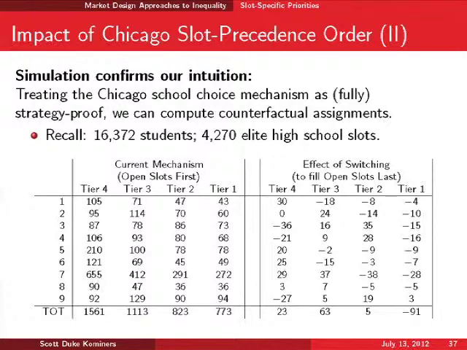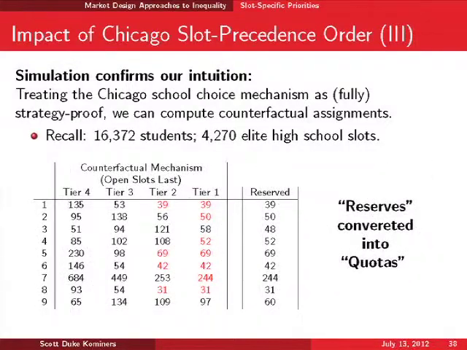More striking, perhaps, if you set it up so that the open slots are at the bottom, then you actually convert the reserves into quotas. So here's the 15% reserve at each school. And here's the tier 1 allocation. At 7 of the 9 schools, they just get their reserve slots. They don't get a single open slot. Even the tier 2 students, that's true at 4 of the schools.